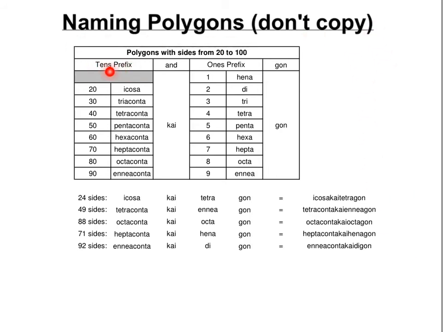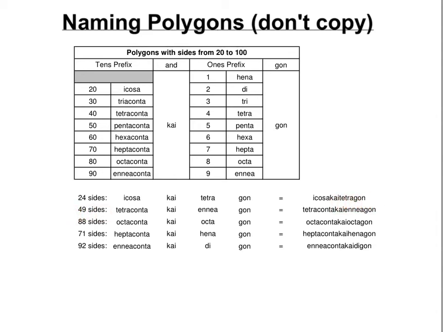Choose the appropriate tens prefix, followed by kai, which is "and." Choose the appropriate ones prefix, and put gon at the end. So down here you can see 24 sides. Well, the tens prefix is icosa, kai is "and," tetra is the 4 prefix, and then gon. So a 24-sided figure is an icosikaitetragon.